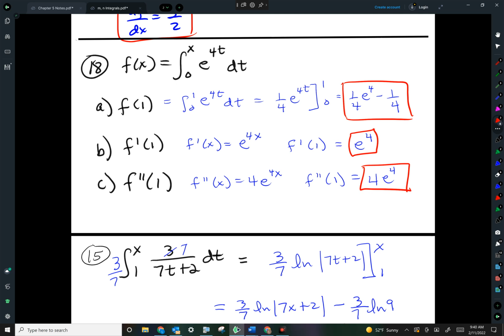Are we not solving for x? No, you're just evaluating the integral. You can't solve for x. Oh, never mind. Gotcha.